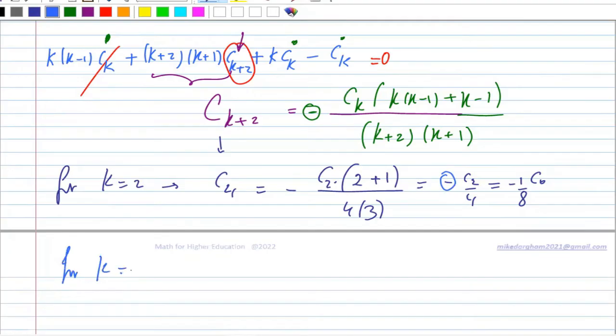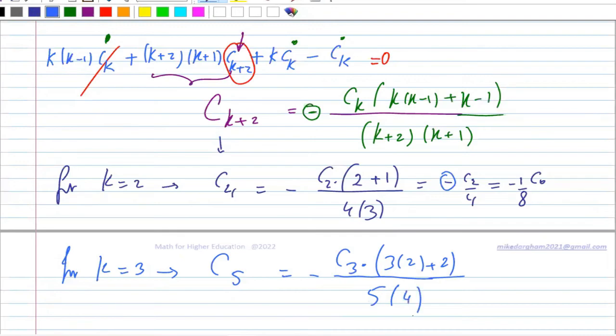K equal 3. What happens? You come onto this C5. Minus, you see this minus for all. Now you put a 3, so C3 times 3. 3 times 2, 3 minus 1 is a 2. And then at the bottom, I have 3 plus 2 and 3 plus 2. Now, you should simplify. 3 times 2 plus you get 8. 8 over 4 is a 2. So I got minus 2 over 5, C3. Now, do I have C3, by the way?